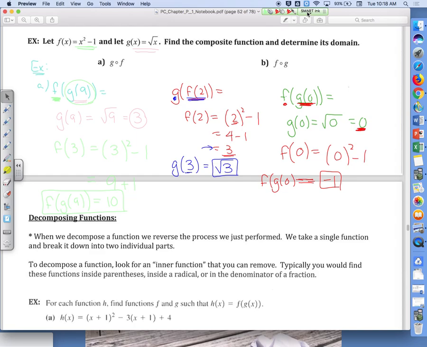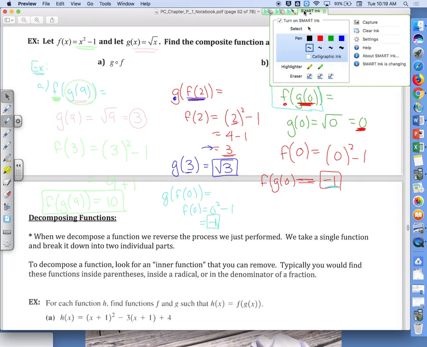And we're going to do just one more because I want you to see that you don't always get the same outcome. So if we flip this thing around, let me just squeeze it in here, g of f of 0. Doesn't mean we're going to get the same answer of negative 1. So let's start with f. So f of 0 would be 0 squared minus 1, which gives us negative 1.